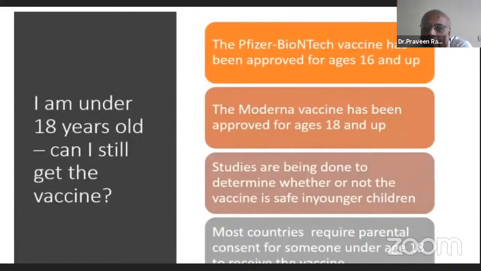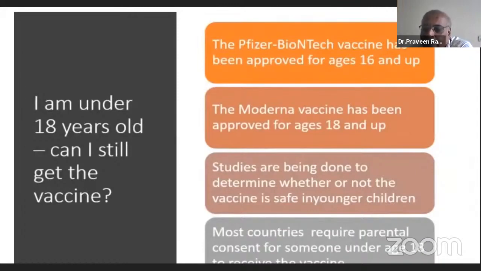I am under 18 years old. Can I still get the vaccine? The Pfizer vaccine has been approved for ages 16 and up, and the Moderna vaccine has been approved for ages 18 and up. Studies are being done to determine whether or not the vaccine is safe in younger children. Most countries require parental consent for someone under age 18 years.